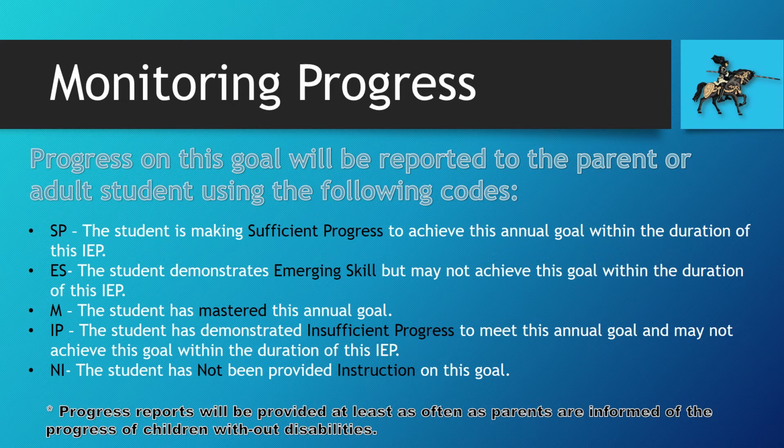Monitoring progress has the following codes: SP for sufficient progress, ES for emerging skills, M for mastered, IP for insufficient progress, and NI for no instruction.